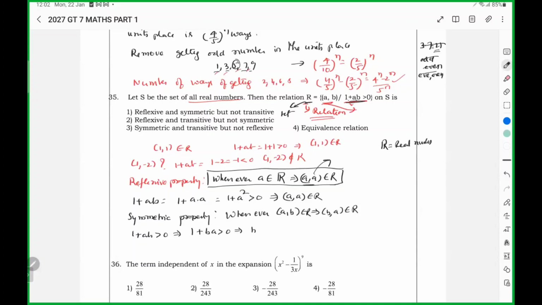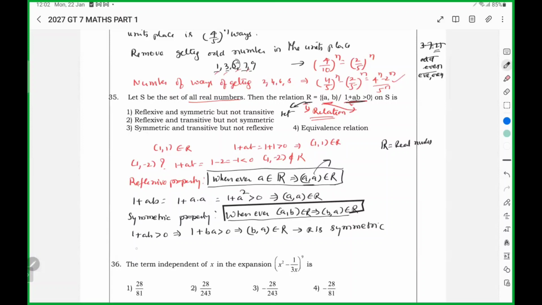That means BA will be there in R. So whenever this condition is satisfied, we say R is symmetric. To prove a relation is true, we have to give a generalized proof. To disprove, one example is enough. So here, whether it is symmetric or not is the question.